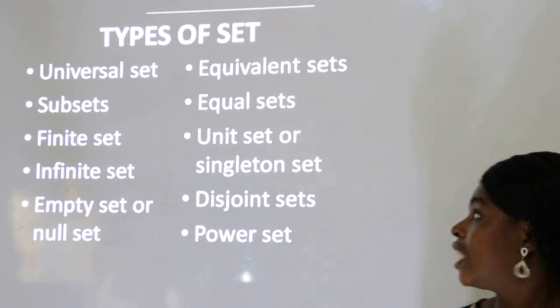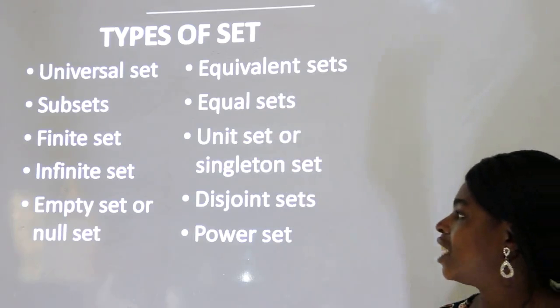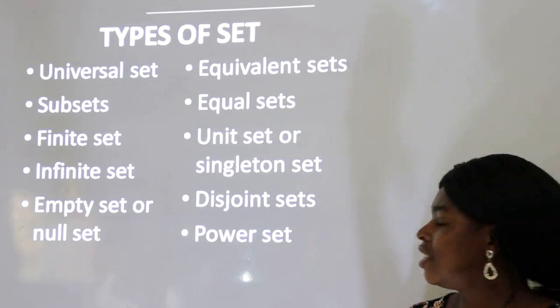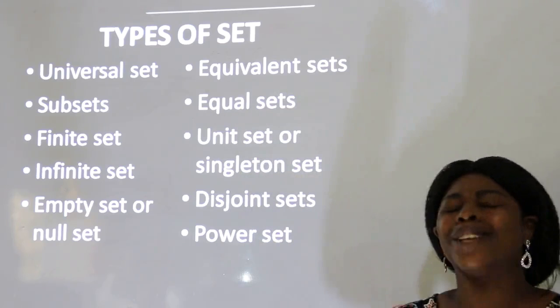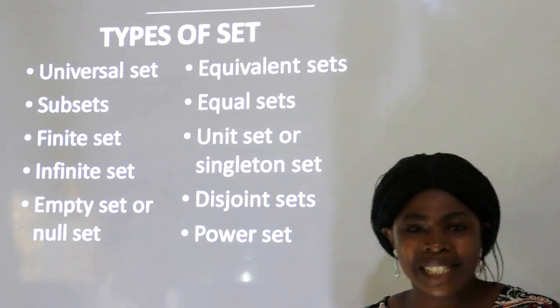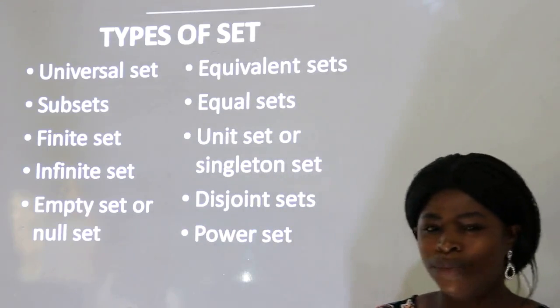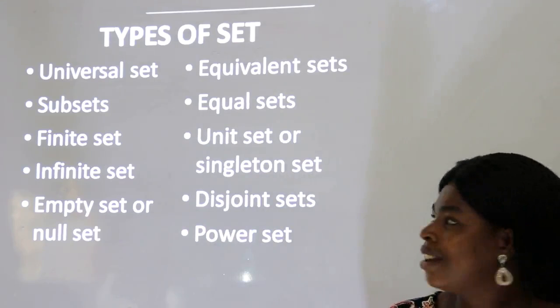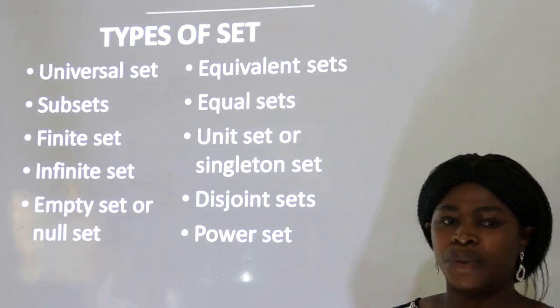it the null set. We have the equivalent set, equal set, unit set, or singleton set. We have the disjoint set and the power set, and so on. You can list them the way you want. Now, let me just give 1 or 2 explanations on each of these before we proceed.